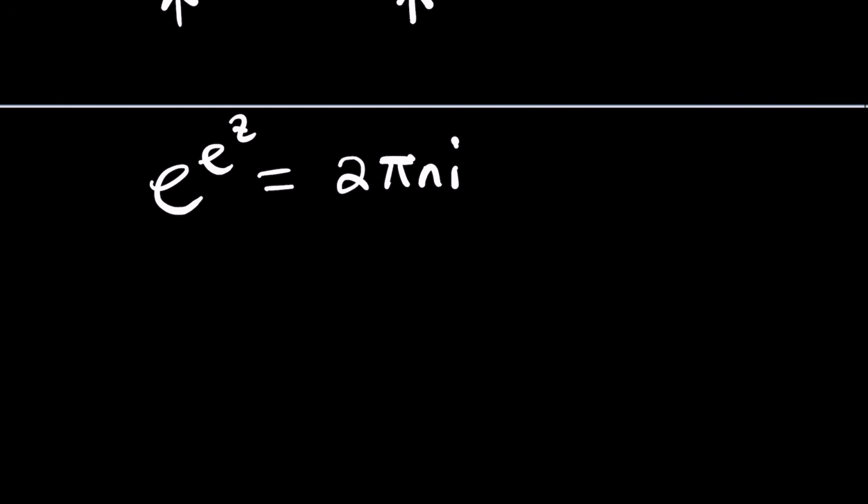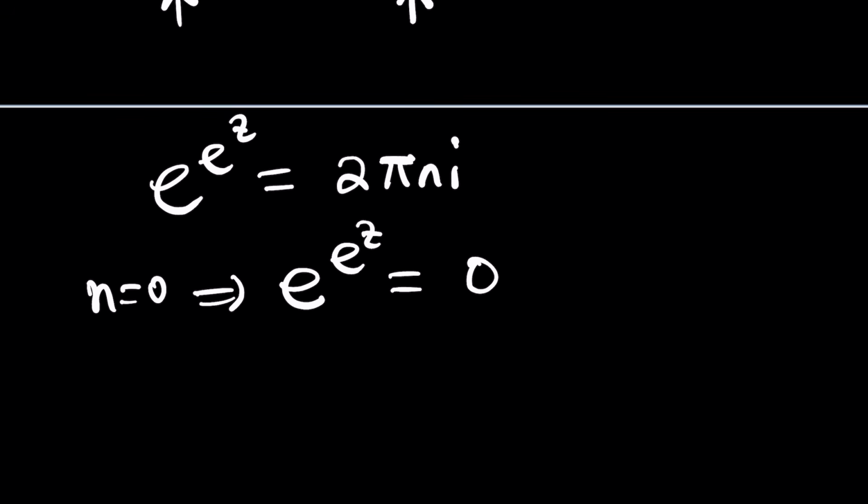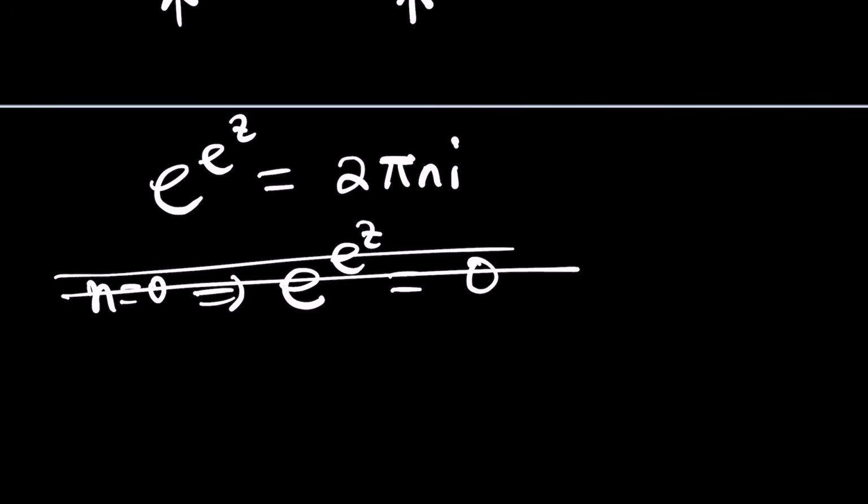Now, we have another interesting scenario, right? Like I said earlier, if n is equal to 0, you're going to get e to the z equals 0. Is that going to give us a solution? Probably not. You know why? Because in order for e to something to be 0, the exponent needs to be negative infinity. But that's not a number. You can approach negative infinity, you can take the limit. Hey, this is not about limits. We're not doing calculus here. Keep it simple. We're doing complex numbers, right? So this is not going to be good, which means n cannot be 0.